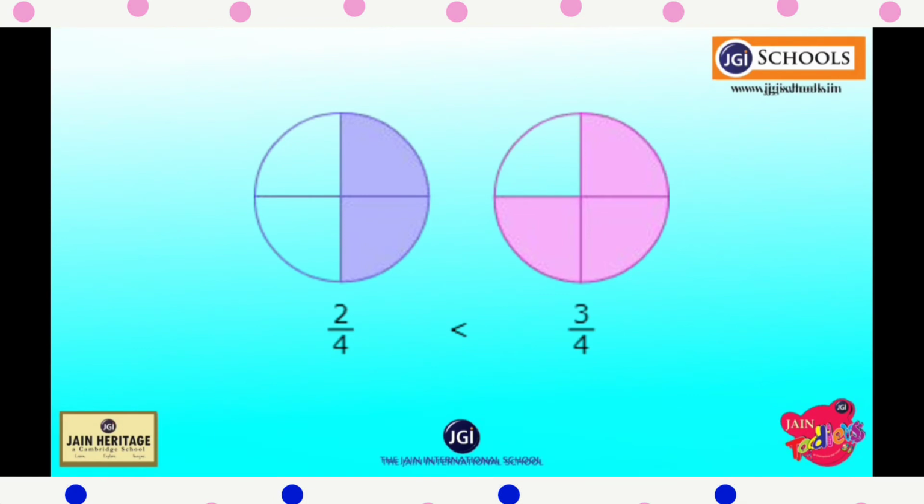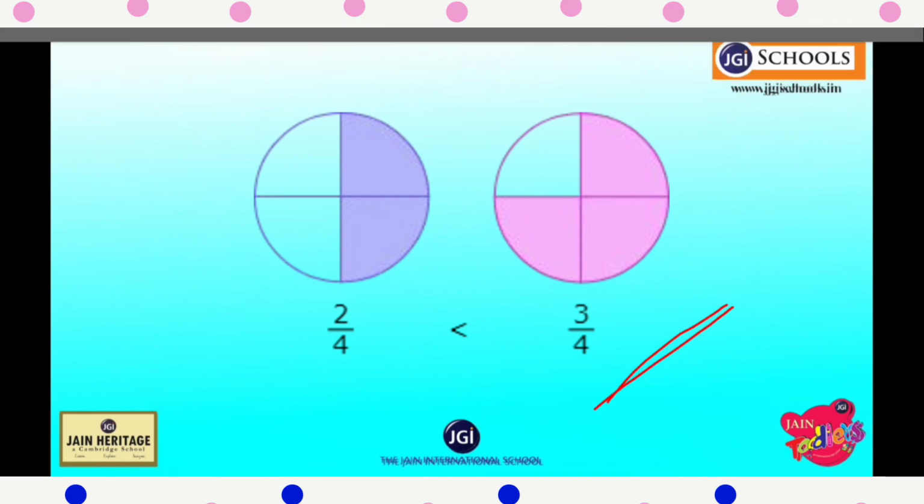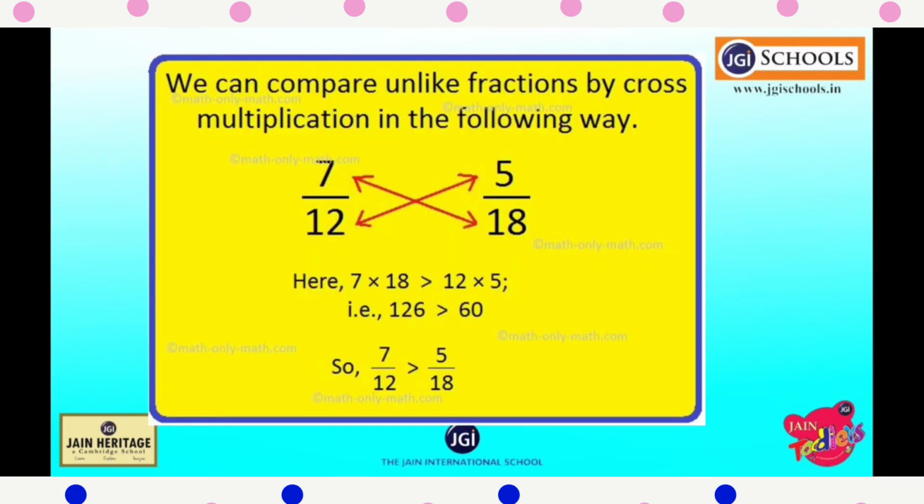See here, 2 by 4 and 3 by 4. Obviously, this 3 in the numerator is greater than the other numerators. So it is the biggest number, the biggest fraction. Fine. Now, we can compare unlike fractions by cross multiplication also.